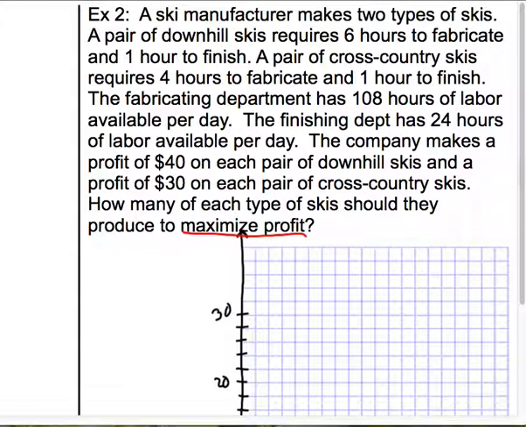So which ones need to be our variables? If we read a little bit further, the fabricating department has 108 hours of labor to fabricate downhill and cross-country skis, and the finishing department has 24 hours of labor to fabricate downhill and cross-country skis. We're making a profit on the downhill skis and cross-country skis. So I am in the mindset of thinking my variables are going to be downhill and cross-country.